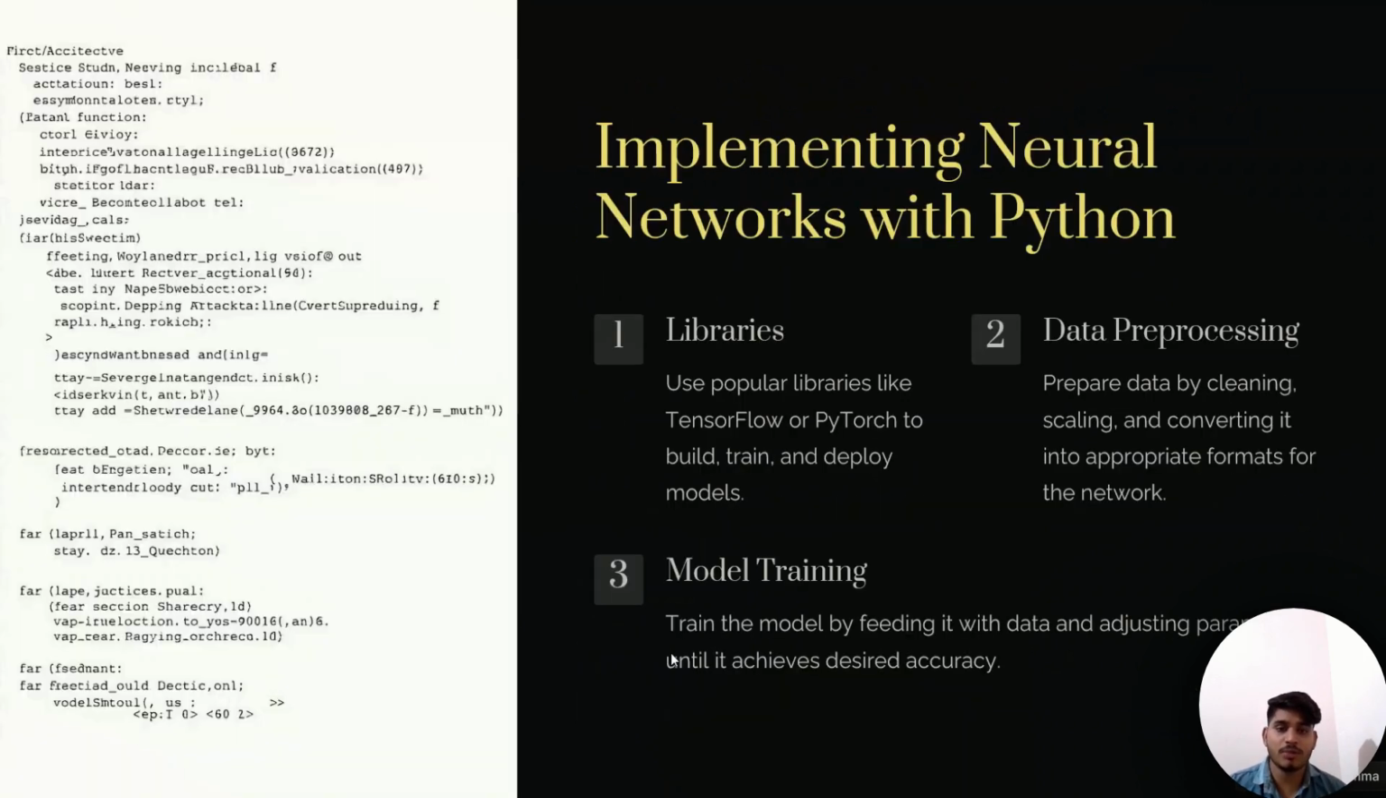And the implementation of neural networks with Python. This includes libraries, data processing, and model training. Use popular libraries like TensorFlow or PyTorch to build deep learning models. In data processing, prepare data by cleaning, scaling, and converting it into appropriate formats for the network. In model training, train the model by feeding it with data and adjusting parameters until it achieves the desired accuracy.